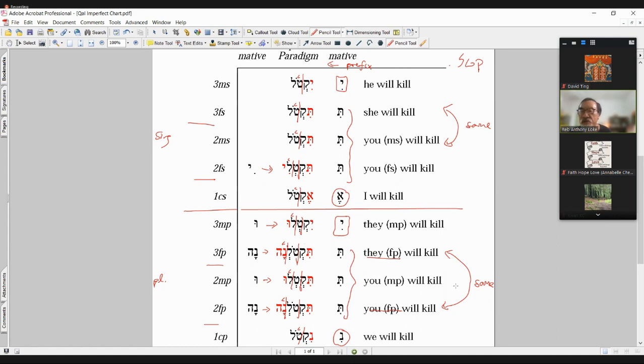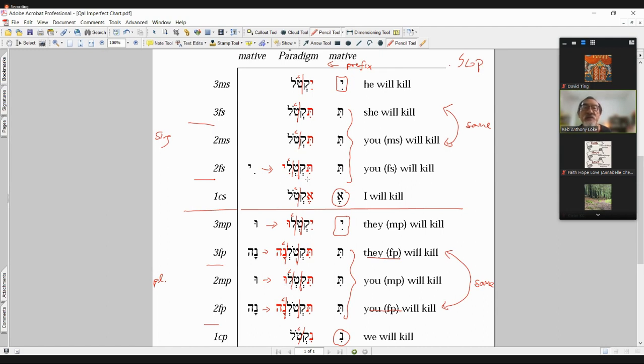Tikto, tikto, the same. Tiktona, the same. So in the imperfect, there are two sets which are exactly the same. She will kill and you, masculine singular, will kill. Only the context will tell you which one is the translation. Yikto, tikto, tikto, tiktali. So there are two shewas. The first one is part of the closed syllable, so it's silent. The second one is vocal.